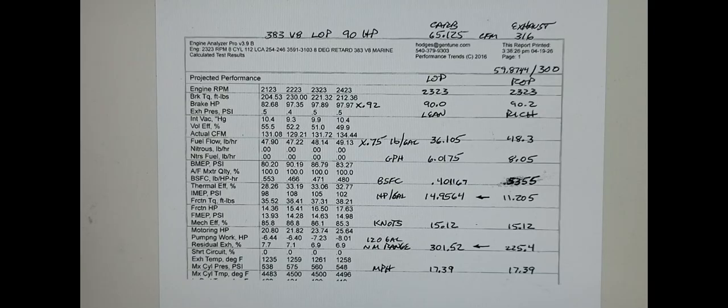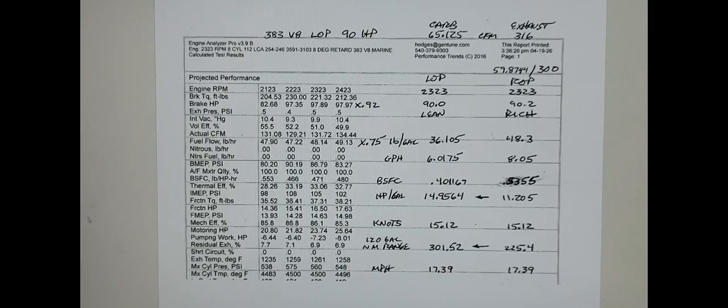Here is the power graph, or the power analysis, for 90 horsepower, lean of peak on the left and rich of peak on the right. This happens to be the highest planing range of all of the ones that I analyzed.